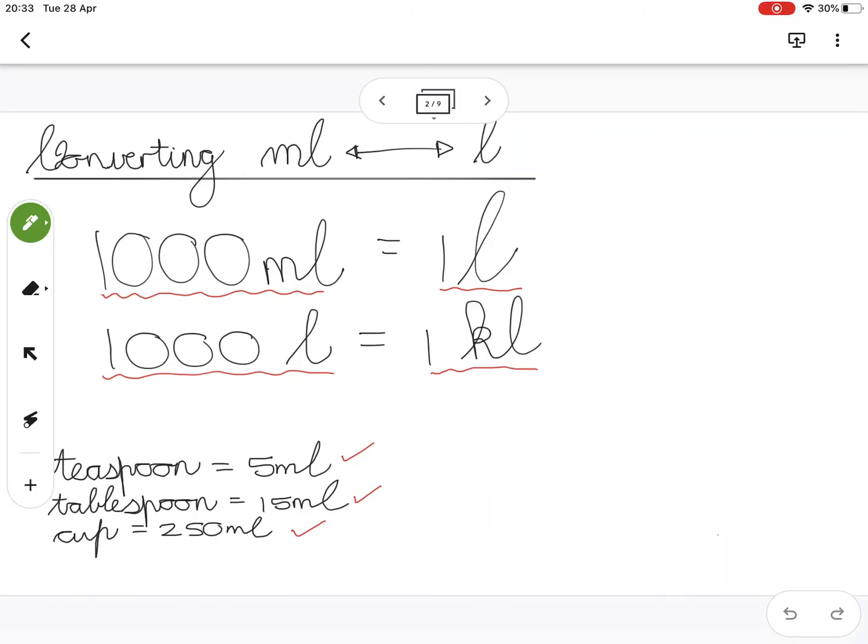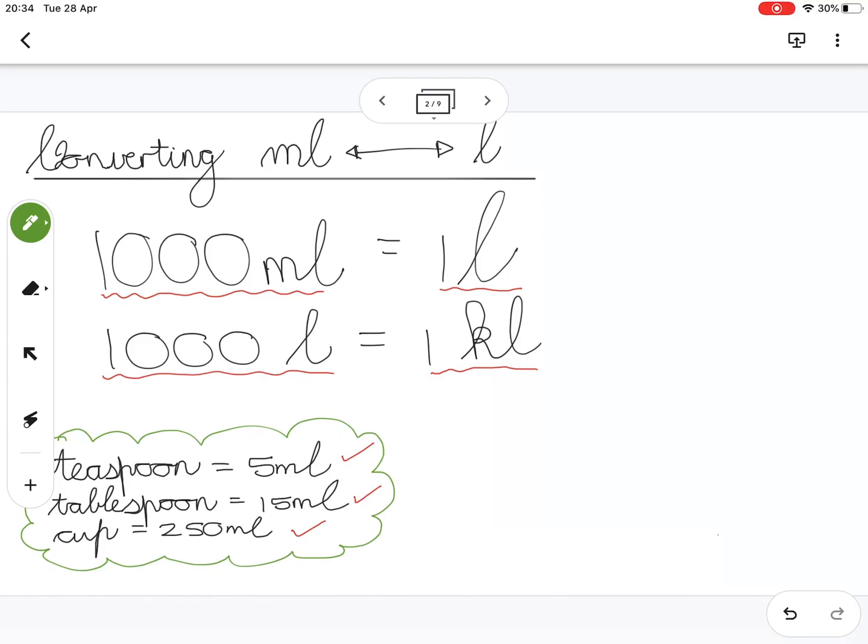Hi guys, let's look at converting milliliters to liters and vice versa. Now from yesterday's lesson you'll remember that there's 1,000 milliliters in a liter and then there's 1,000 liters in a kiloliter. I also want you to remember that a teaspoon is 5 milliliters, a tablespoon is 15 milliliters and a cup is 250 milliliters.